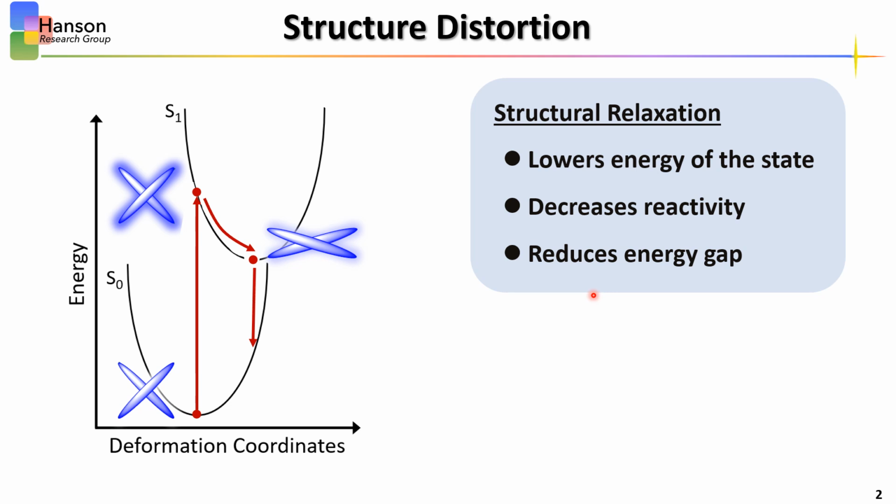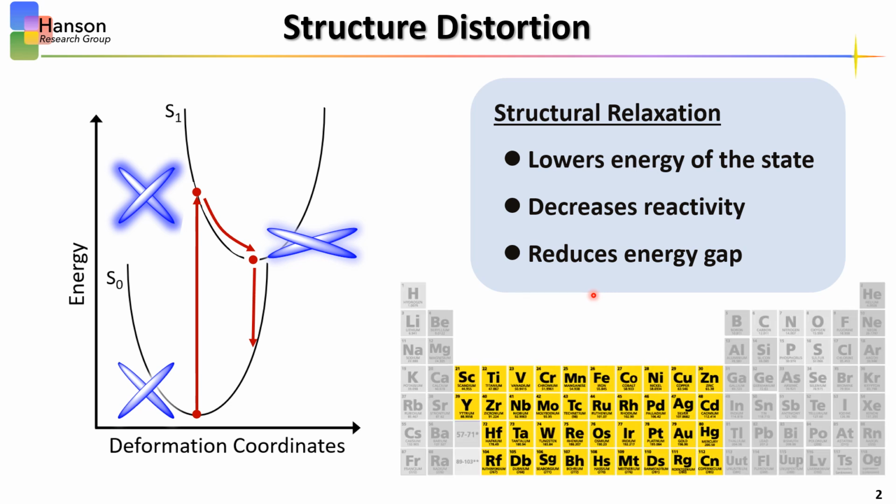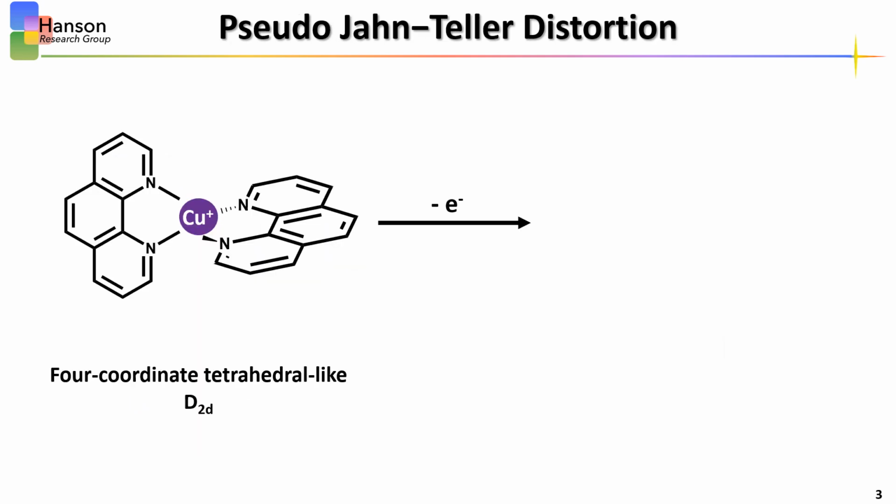This happens in all molecules, but especially in transition metal coordination complexes. Nowadays, people use a lot of elements like ruthenium, osmium, and iridium as sensitizers, but they are very expensive and rare. So people want to use first-row transition metals like copper to replace ruthenium. However, a pseudo-Jahn-Teller distortion happens during the excited states of the copper complexes.